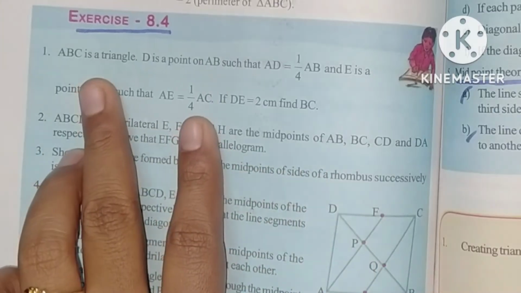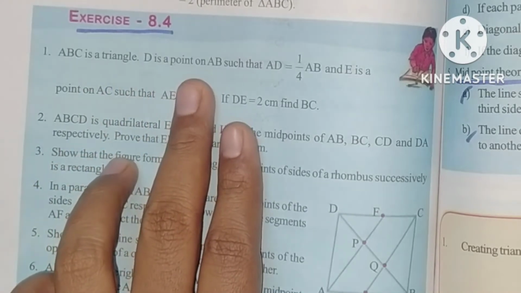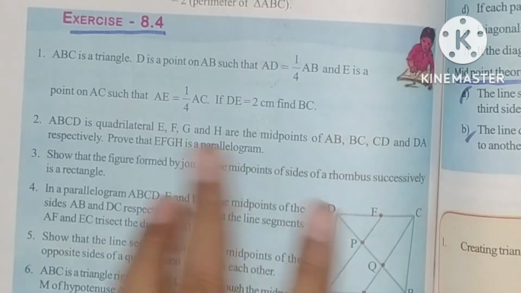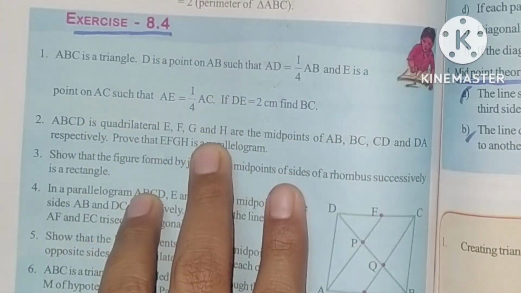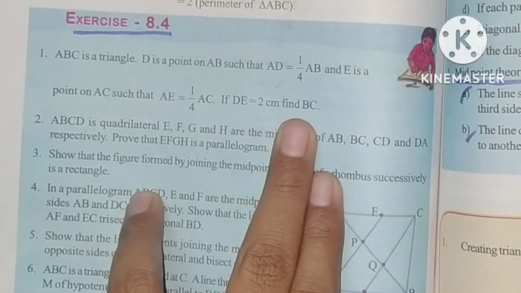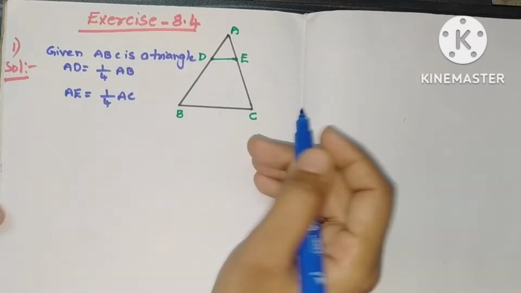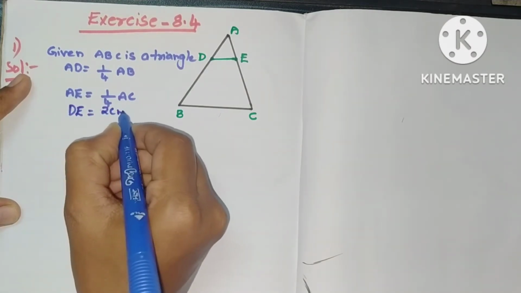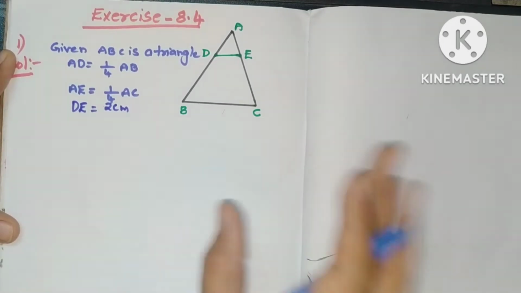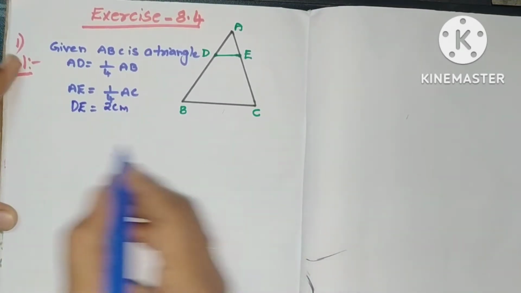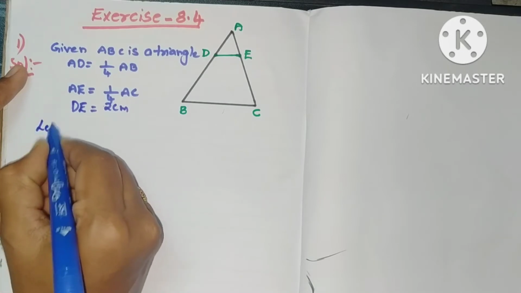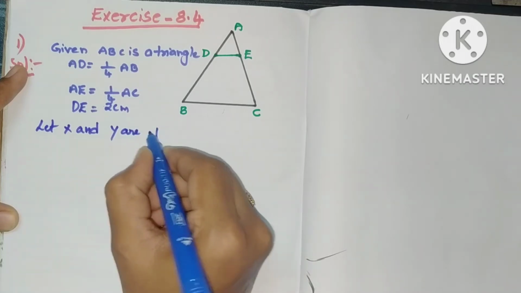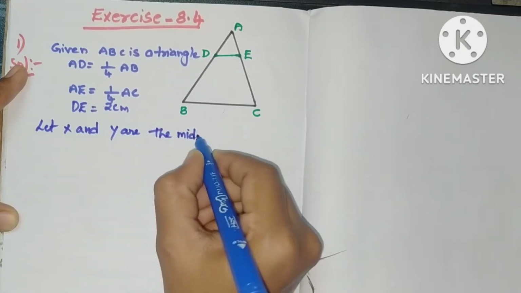See, first one: ABC is a triangle, D is a point on AB such that AD equals 1/4 AB and E is a point on AC such that AE equals 1/4 AC. If DE equals 2 centimeters, find BC. So first write the given steps. Here DE equals 2 centimeters. So very easily you can solve. To solve this problem, let X and Y be the midpoints of AB and AC.